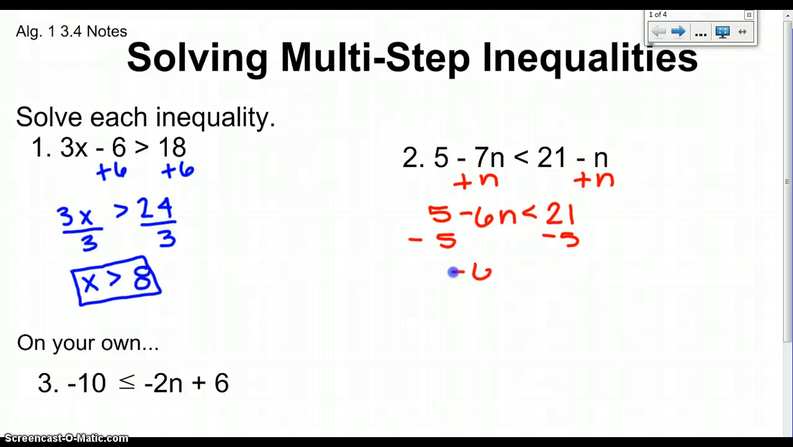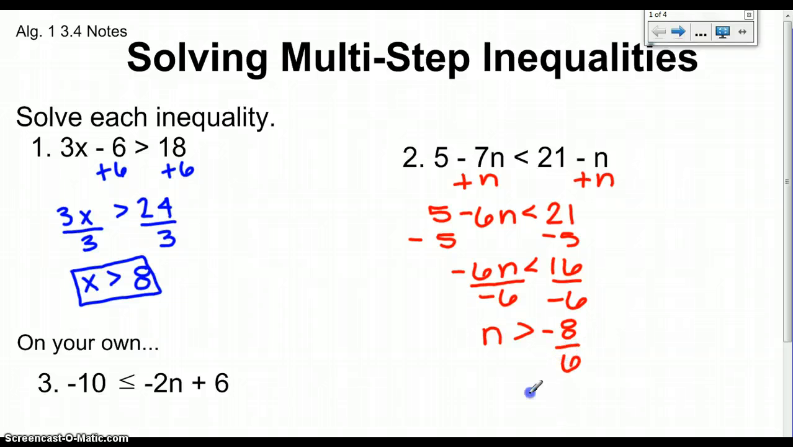And we get negative 6n is less than 16. Then we need to divide by negative 6 on both sides. So we get n. Since we divided by a negative number, we have to switch our signs. So n is greater than, and 16 divided by negative 6 is negative. And then we need to reduce that, so it's negative 8 over 6, over 3, because we just divided both of those numbers by 2. So that's our answer. n is greater than negative 8 over 3.